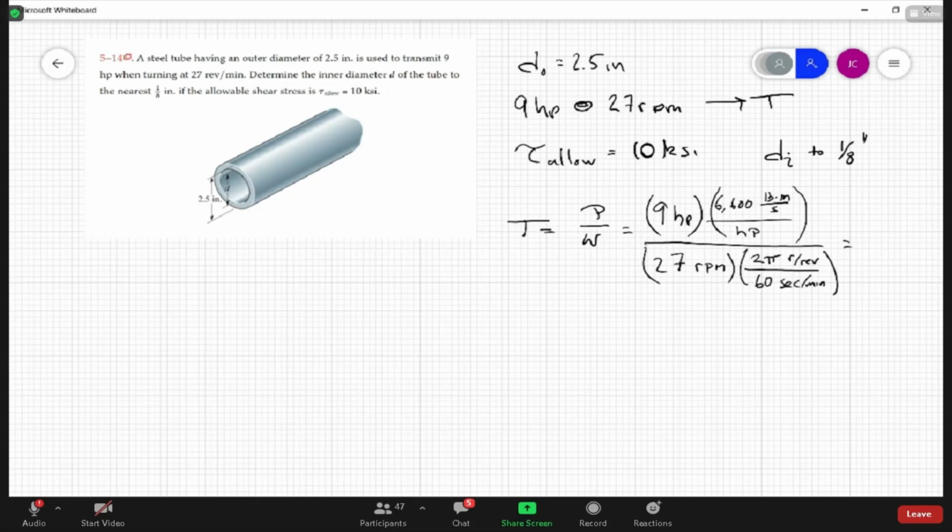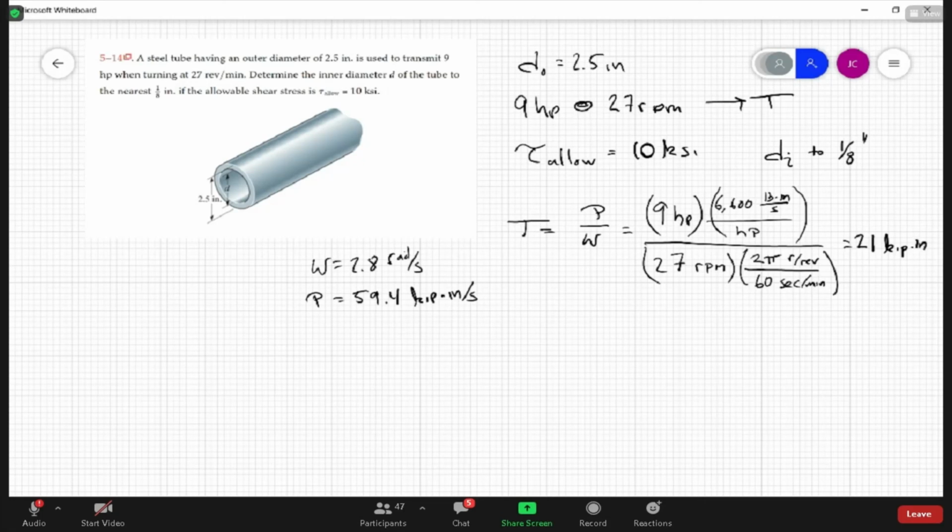So I get 2.8 radians per second. And then I get the power as 59.4 kip inches per second. And so if I divide these two, that gives me the torque is 21 kip inches. Okay, so now we know the torque.